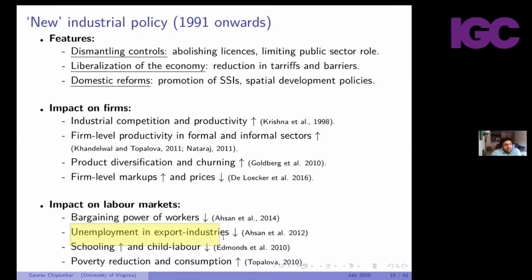I think, again, none of this is unexpected in a way. So you find that in export-oriented industries, unemployment really goes down. Schooling goes up, child labor goes down. There is general poverty reduction, consumption increases. So it looks like trade liberalization was really the takeoff in terms of economic growth in India. If you look at just economic growth as well, you can see it really starts taking off after '95, '96 in the country. And some of that has been attributed to these very large industrial reforms.